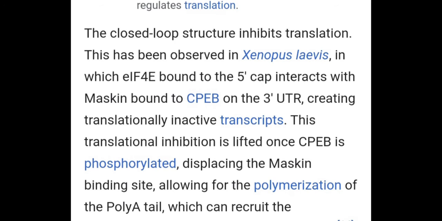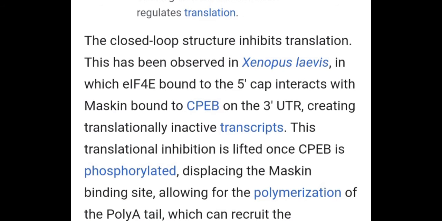So EIF4E is bound to the 5 prime cap, and this EIF4E bound with the 5 prime cap now interacts with the CPEB on the 3 prime UTR. So it interacts means it associates now. It interacts to bind together and forms a circle, a circular mRNA, right? So EIF4E interacts with the CPEB, which is bound to the 3 prime UTR, and thus inactivating the translation machinery.